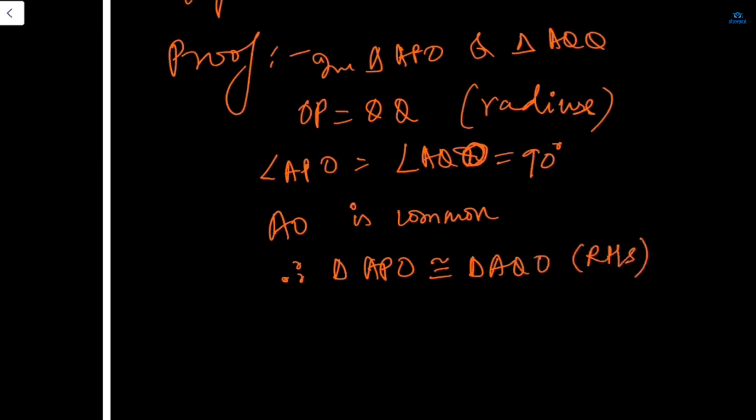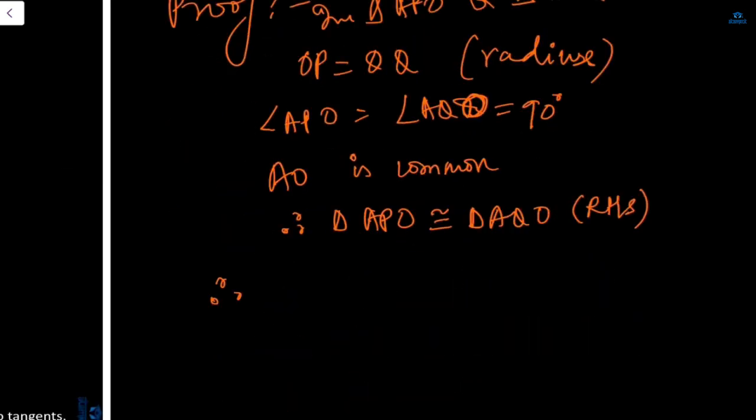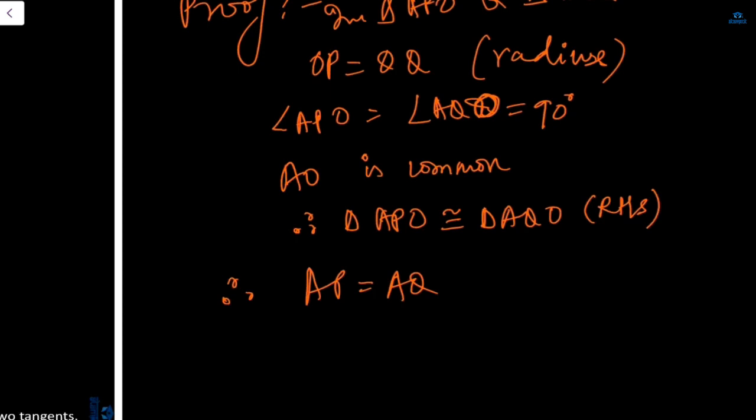Now, therefore, AP will be equal to AQ. AP is equal to AQ because the two triangles are congruent, by CPCT. We'll write at the last: by CPCT, AP is equal to AQ, because the two triangles are congruent. The corresponding parts of congruent triangles are also equal from CPCT. So we have proved that AP is equal to AQ.